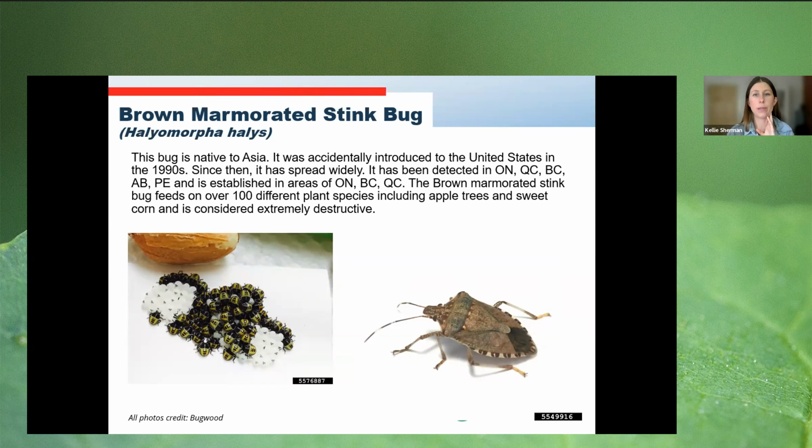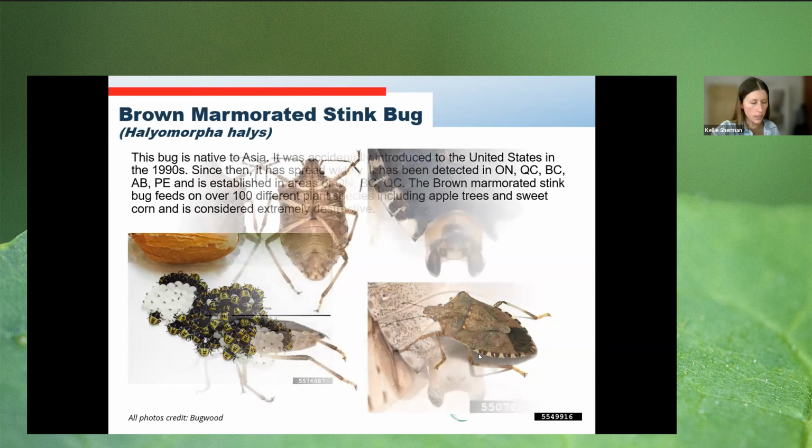It feeds on over 100 different plant species, including apple trees and sweet corn, and is considered extremely destructive. It came here from East Asia, most likely through shipping. It's an excellent hitchhiker, which makes it spread quite quickly, and it can be moved large distances on vehicles. It's been intercepted quite a few times in Ontario on trade goods coming in, and it's anticipated that it will continue to spread. It is a serious agricultural pest because its adults and nymphs feed on over 35 fruiting crops, but it's not limited to agricultural crops.